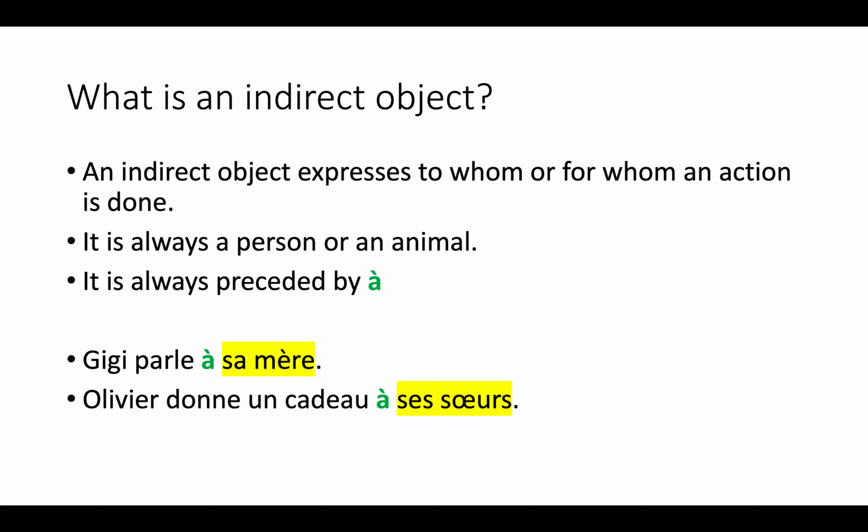All right, so let's look at these two examples. Gigi parle à sa mère. Olivier donne un cadeau à ses sœurs. Sa mère is the indirect object in this sentence, and ses sœurs is the indirect object in the next sentence.